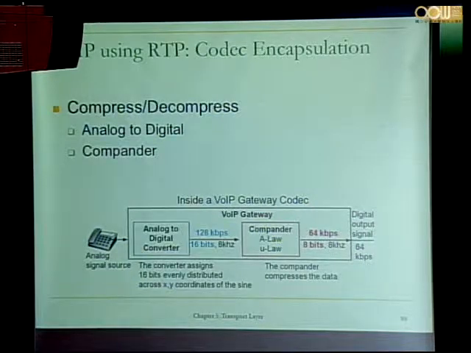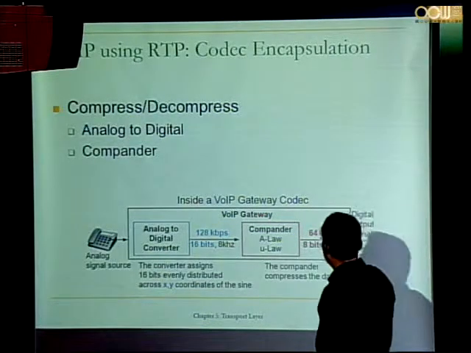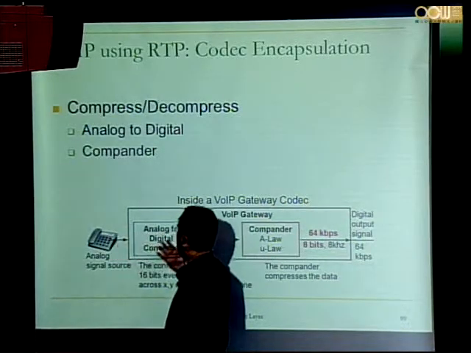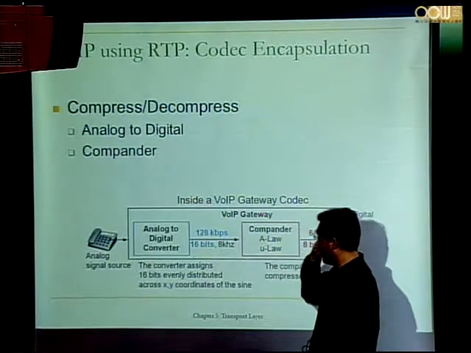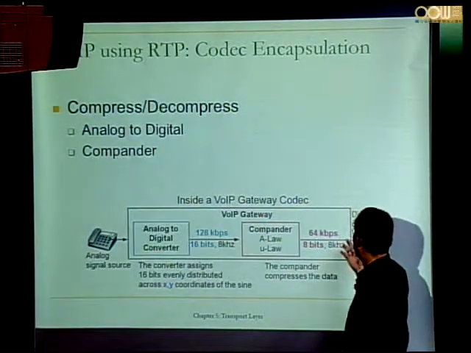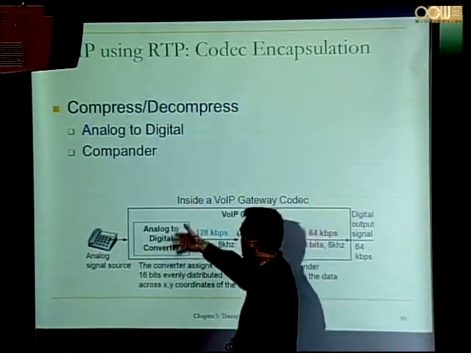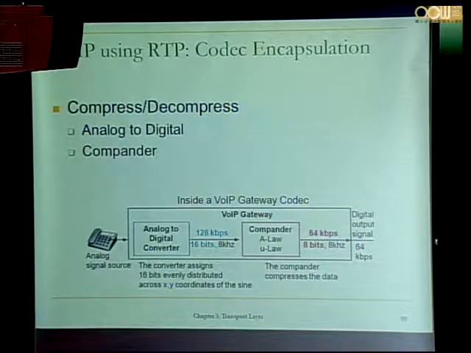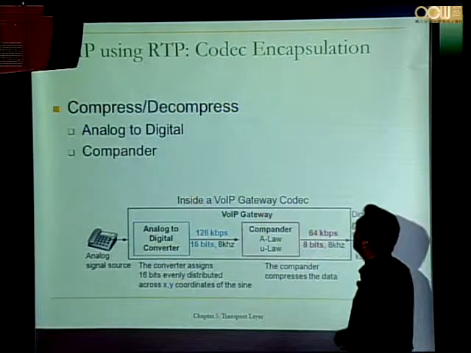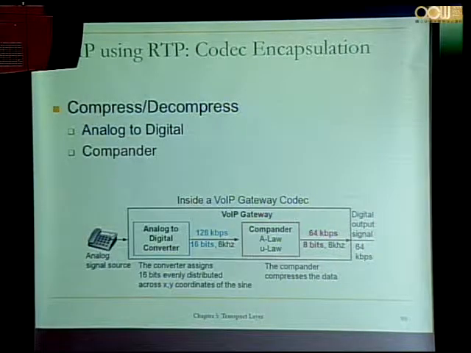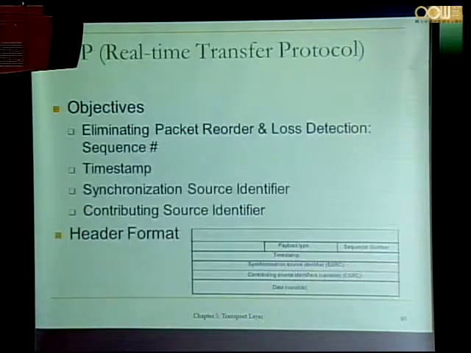And here is another example. In a voice over IP gateway, the codec converts a traditional phone signal into a digitized bit stream, and then further compresses it to a lower bit rate, and then sends it out. So basically, in the codec, it does digitization and then compression. And what kind of codec scheme or format you use needs to be specified in the RTP header. That's why in the RTP header you see a payload type.